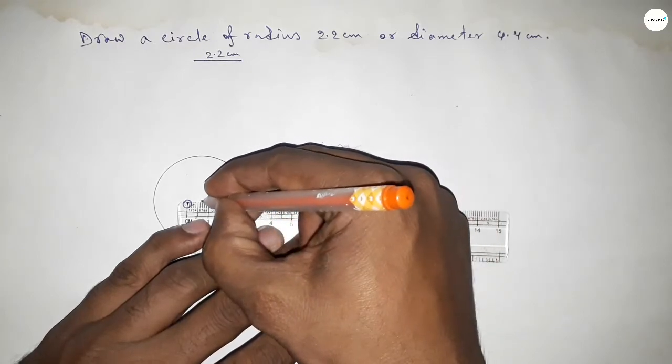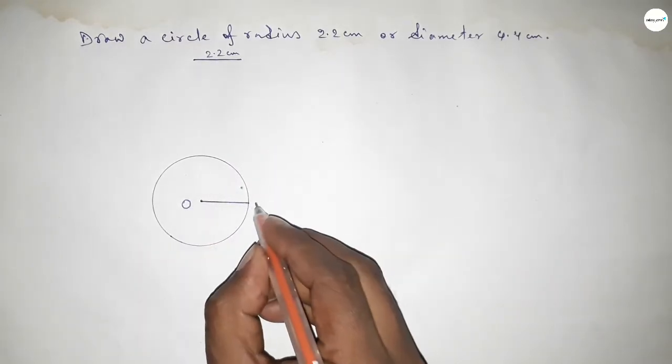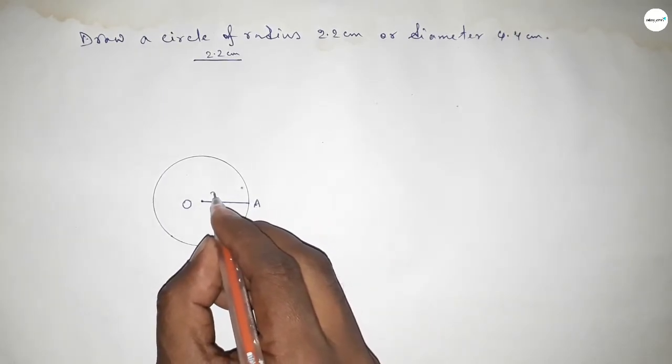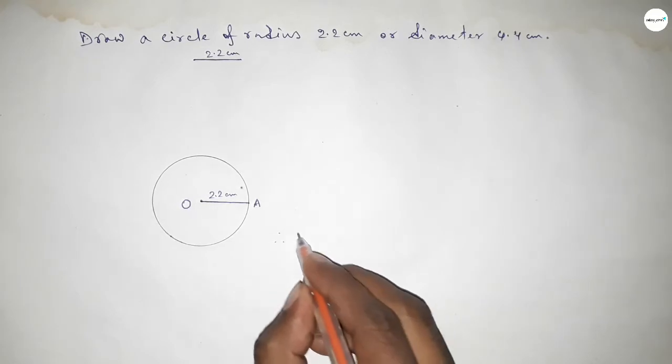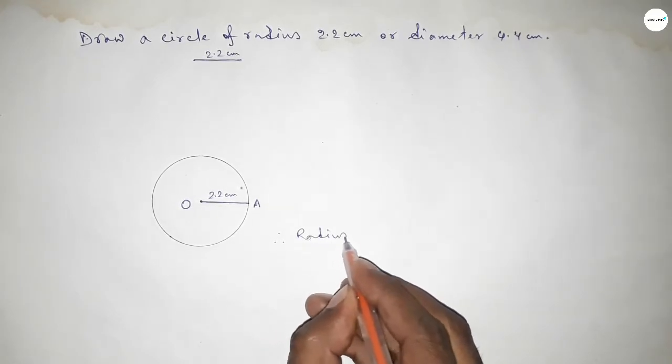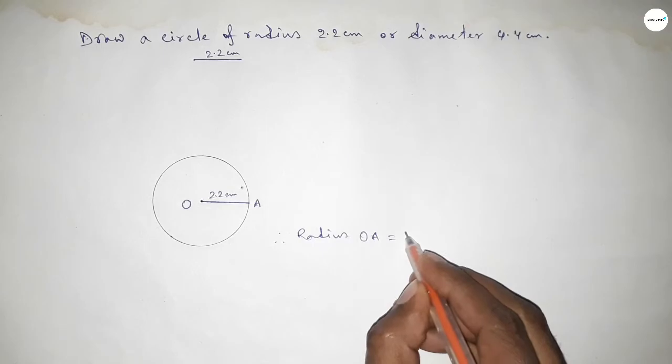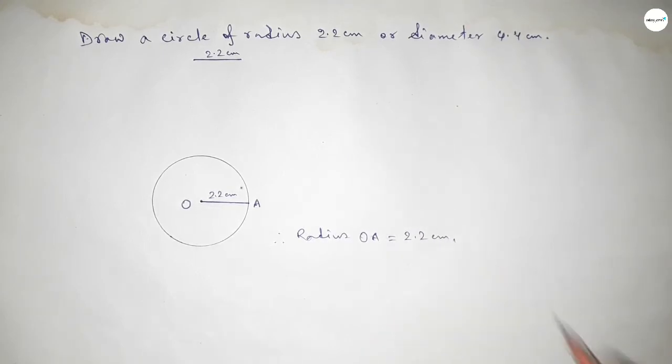Now joining this side, okay, and taking here a point. So OA equal to 2.2 centimeter. So therefore radius OA equal to 2.2 centimeter.